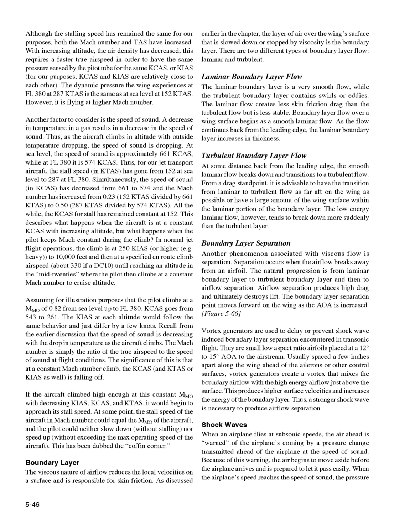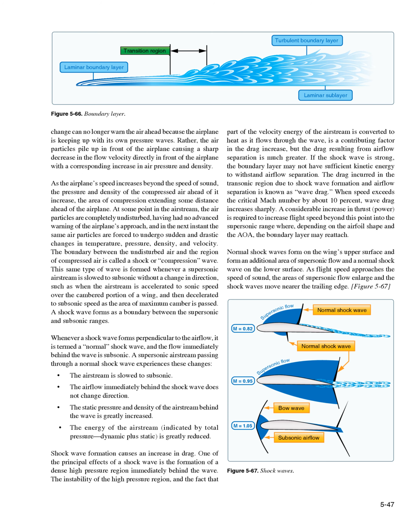Shock waves. When an airplane flies at subsonic speeds, the air ahead is warned of the airplane's coming by a pressure change transmitted ahead of the airplane at the speed of sound. Because of this warning, the air begins to move aside before the airplane arrives and is prepared to let it pass easily. When the airplane's speed reaches the speed of sound, the pressure change can no longer warn the air ahead because the airplane is keeping up with its own pressure waves. Rather, the air particles pile up in front of the airplane, causing a sharp decrease in the flow velocity directly in front of the airplane with a corresponding increase in air pressure and density.